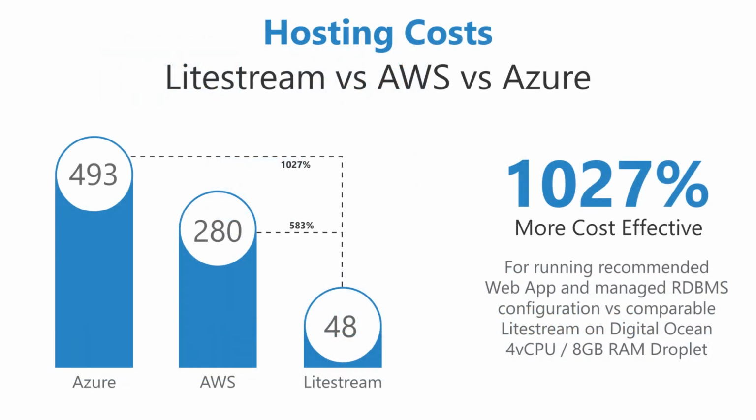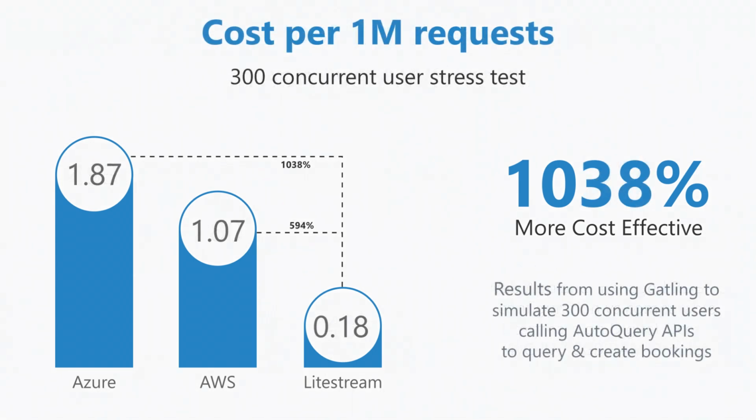This not only simplifies your hosting, but it can also have a dramatic impact on your monthly bill. Here we have a comparison of our Jamstack bookings application running with Litestream and SQLite on a DigitalOcean $48 droplet versus the recommended setup from Azure with MS SQL and AWS with Postgres RDS. Not only is the Litestream setup 10 times more cost effective, we can comfortably handle 300 concurrent users browsing and creating bookings. Lots of internal applications and less data-intensive SaaS products will be well under this amount of load.